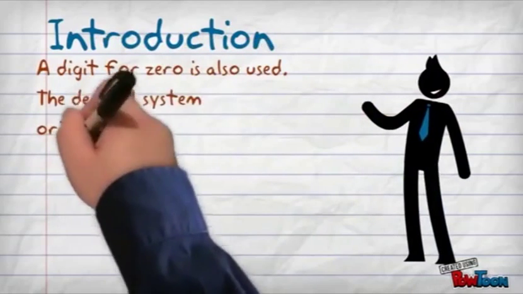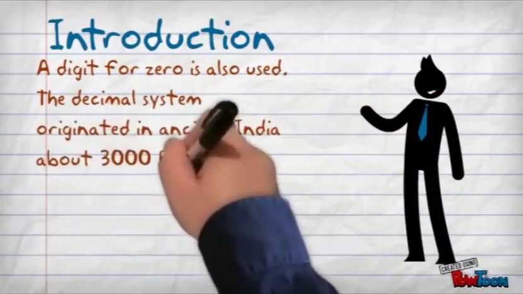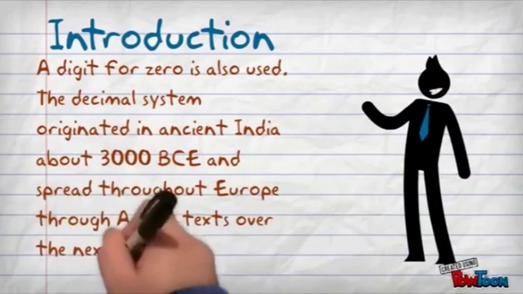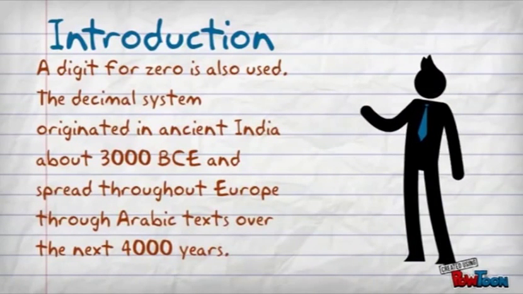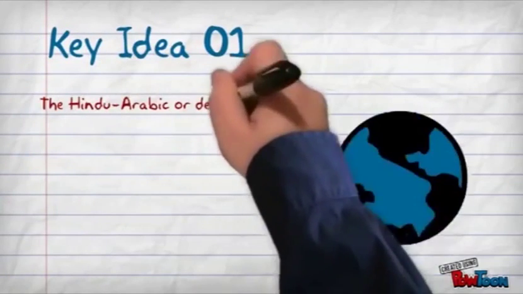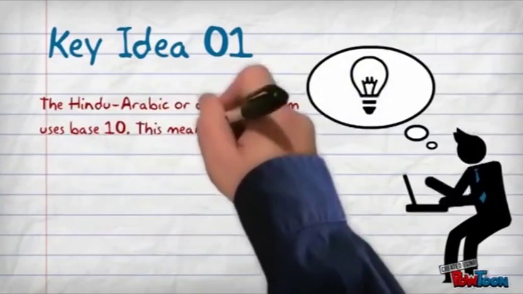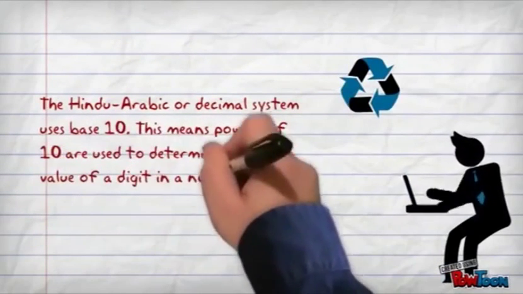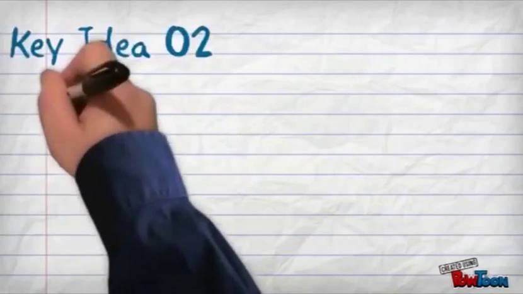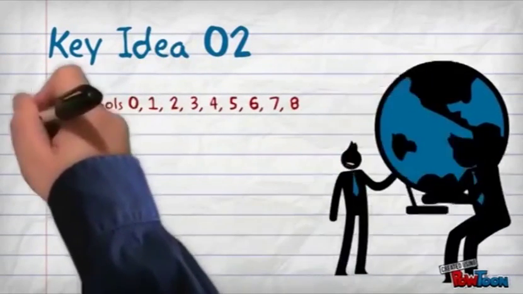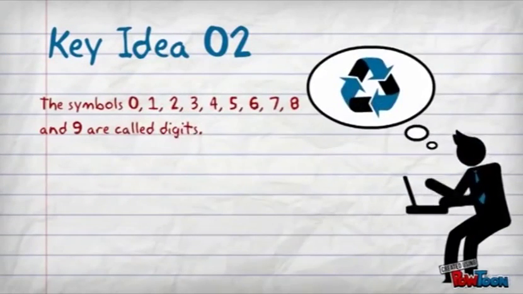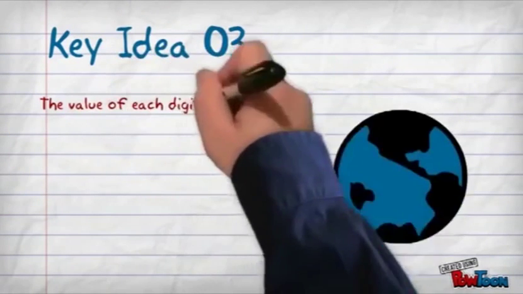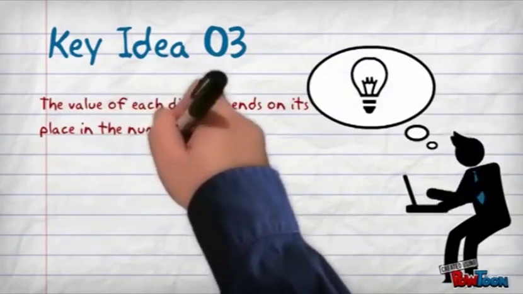The decimal system originated in ancient India about 3000 BCE and spread throughout Europe through Arabic texts over the next 4,000 years. The Hindu-Arabic or decimal system uses base 10. This means powers of 10 are used to determine the place value of a digit in a number. The symbols 0, 1, 2, 3, 4, 5, 6, 7, 8 and 9 are called digits.